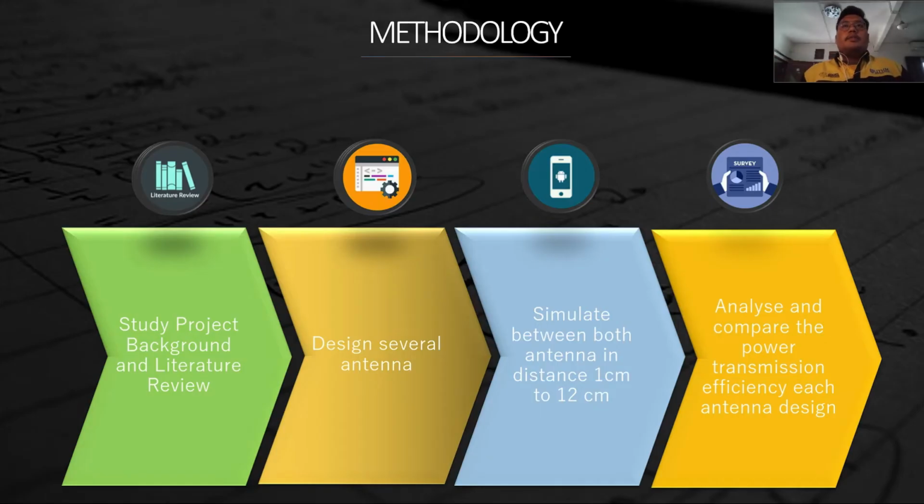Next up is the methodology. There are four processes. First, we need to study the project background and the literature review. After we study, we need to design several antennas, and then we simulate both antennas at a distance of 1 centimeter to 12 centimeter. And the last one, we need to analyze and compare the power transmission efficiency of each antenna design.